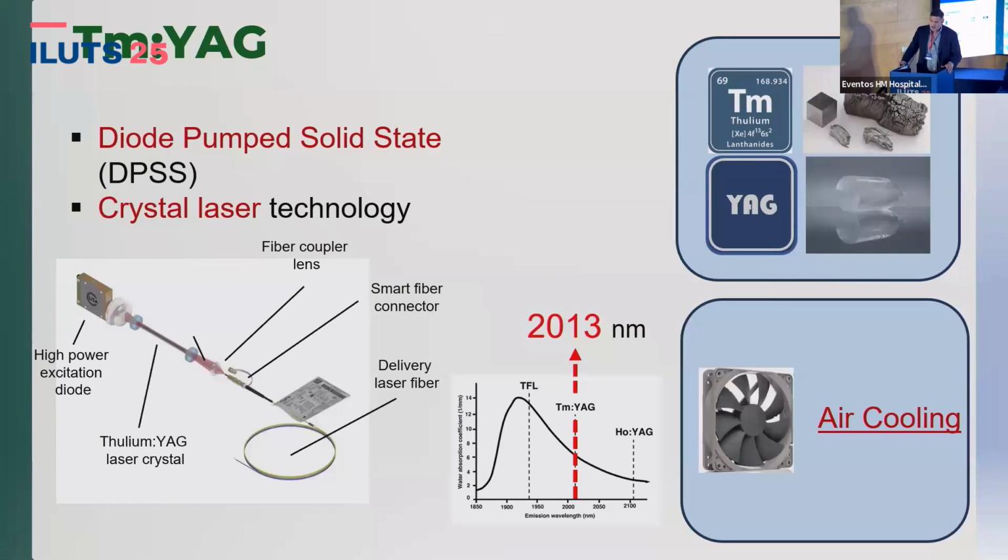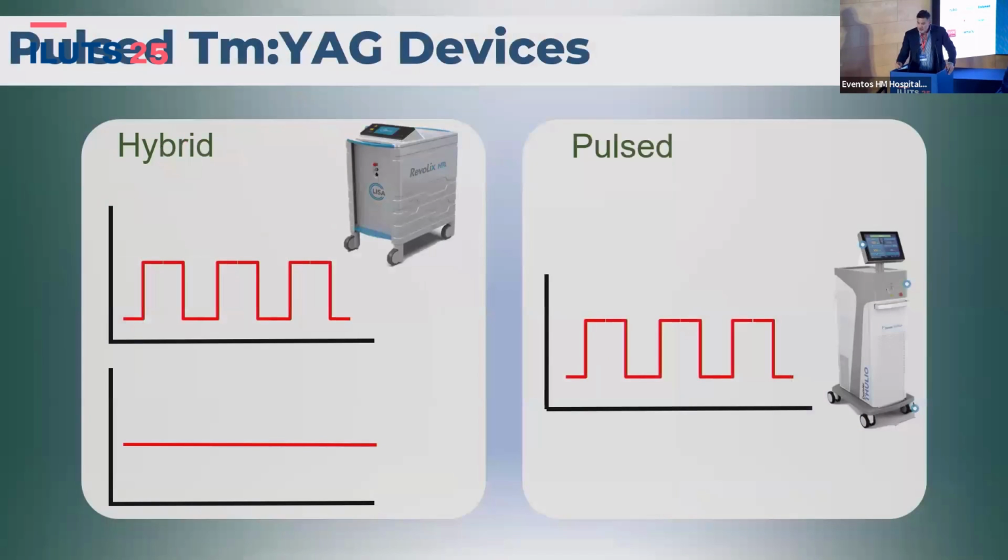So, when we're talking about the thulium YAG, it's something different than the thulium fiber laser. It's a crystal laser technology, similar to the holmium YAG. It uses the same crystal as the holmium, but it has a different air cooling. This is important to understand the ergonomy and the energy efficiency of this laser.